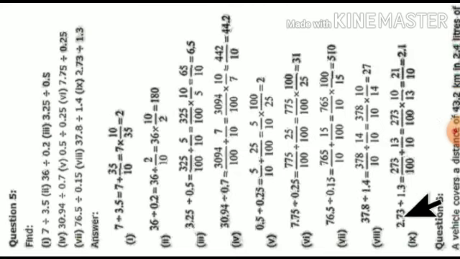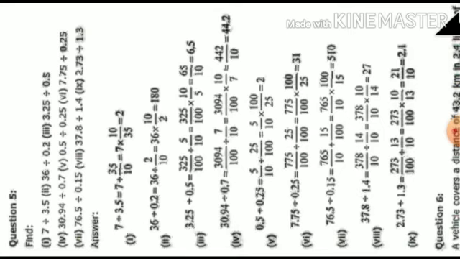Now 2.73 divided by 1.3 equal to 273 upon 100 divided by 13 upon 10 equal to 273 upon 100 multiplied by 10 upon 13. This will be reversed. Equal to 0 0 will be cut, and 13 1s are 13, 13 21s are 273, equal to 21 upon 10 equal to 2.1.